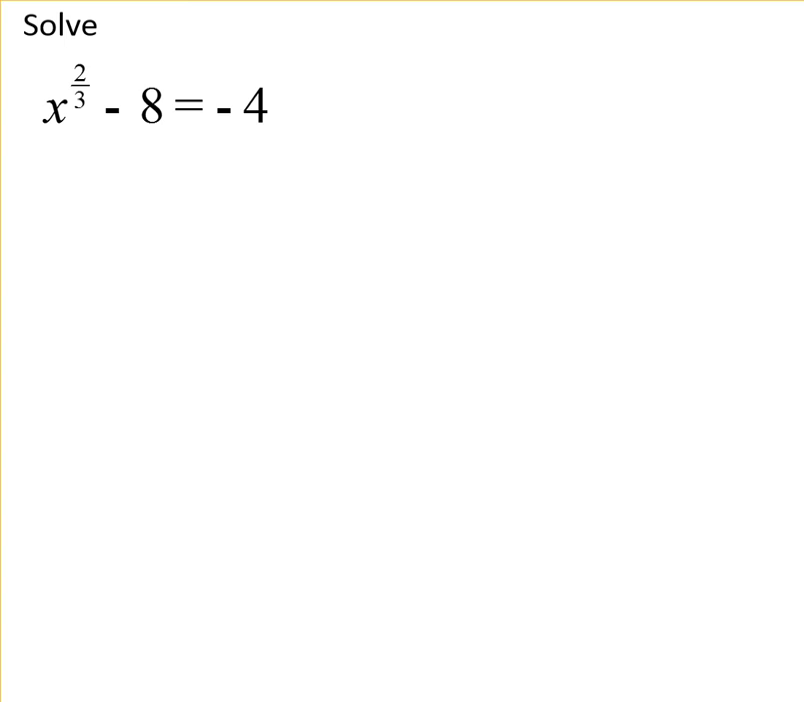Now to solve this equation, we'll go ahead and get that x to the 2/3 term by itself. So we'll add 8 to both sides. So that's x to the 2/3. Negative 4 plus 8 is positive 4.